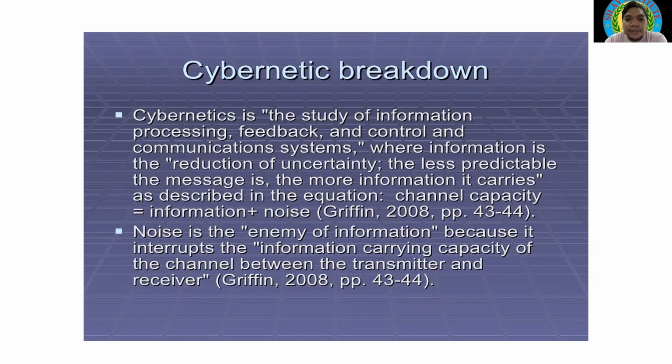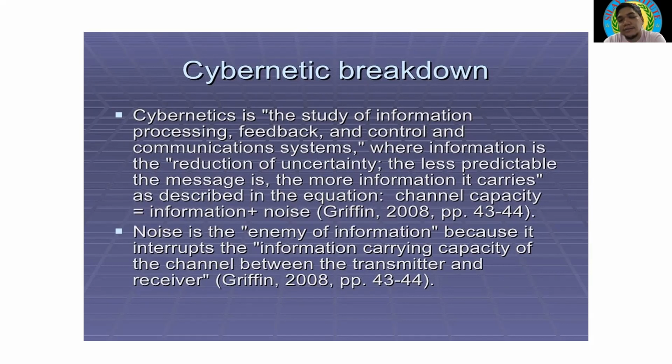So the idea of cybernetics is that it is the process of information dissemination through the use of technology as a whole. Whether you use microphones, computers, laptops, or even telephones, as long as you are using a medium based on technological advancement, that is cybernetics. So the goal of cybernetics is to transfer information and to reduce uncertainties.